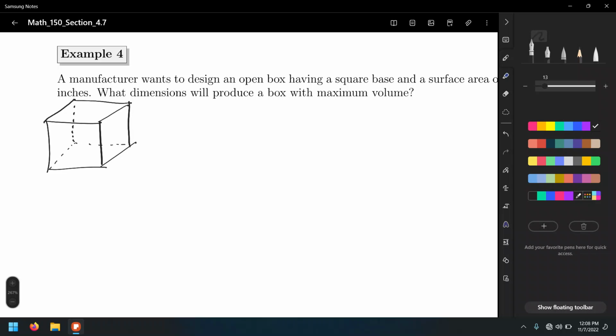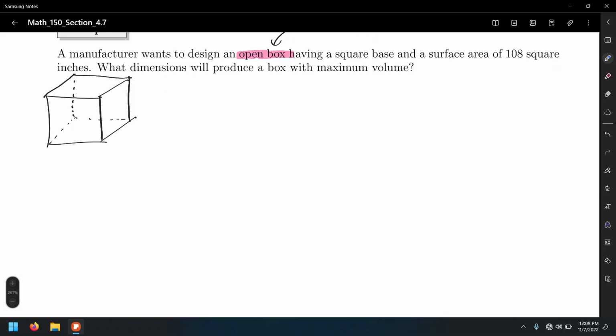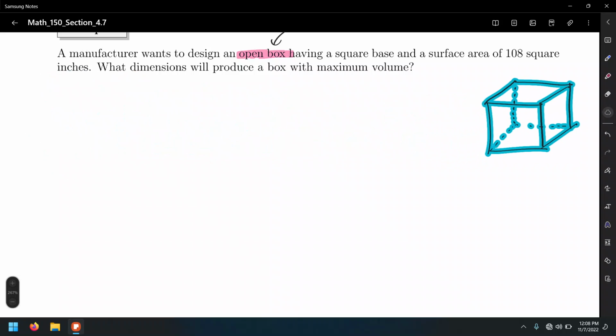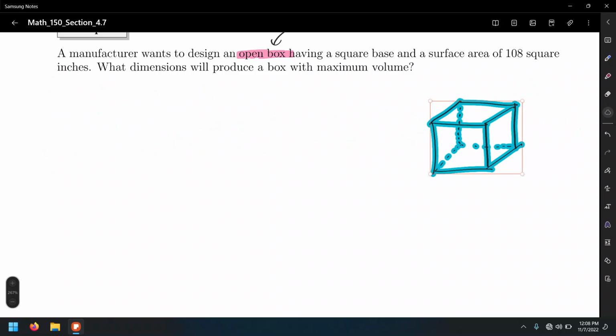However, careful, because it's an open box. That means it doesn't have a top. Open box means no top. So what is this going to have? Actually, let me have the picture on the side of the constraint part.